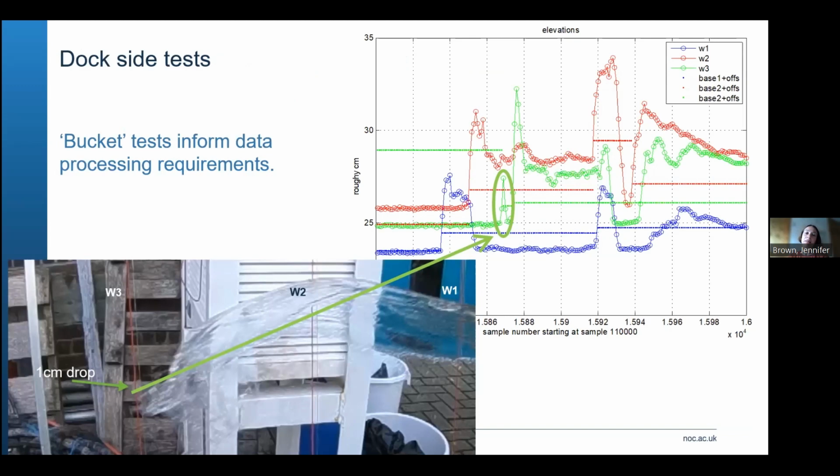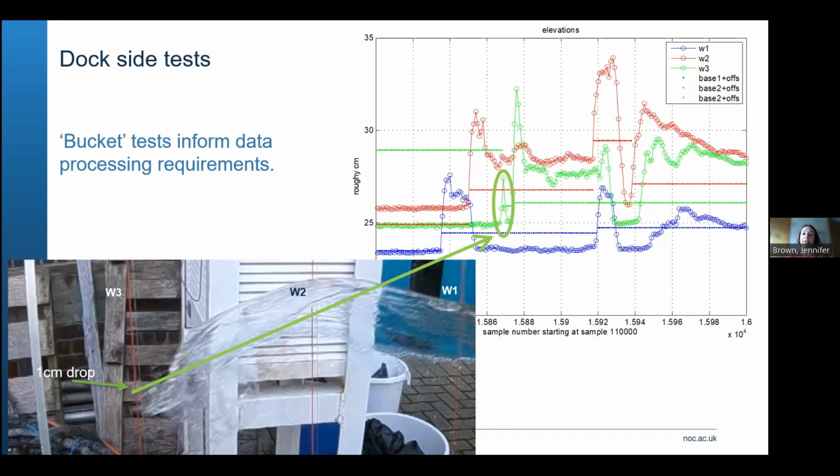So before we went to the beach, we have to know that our system works, and we have to be able to process the data that comes from the system. So we started off running dockside tests, which means we were throwing buckets of water through the capacitance wires. So in the photo, we have 3 wires, W1, W2, and W3, and a jet of water is being thrown through them. And this generates the graph that we see. So W1 is the blue line, then W2 is the red line, and W3 is the green line.